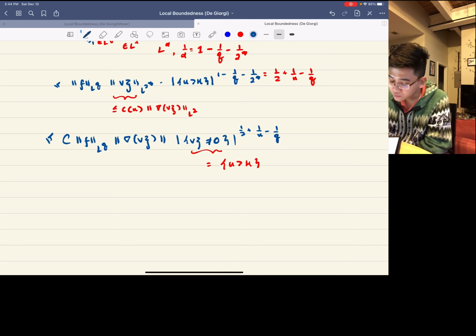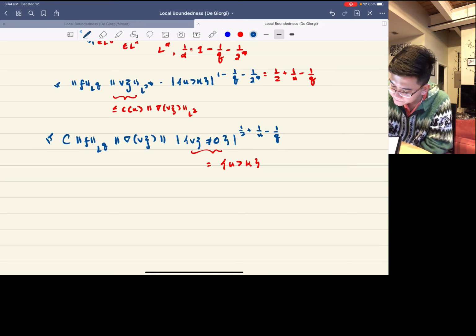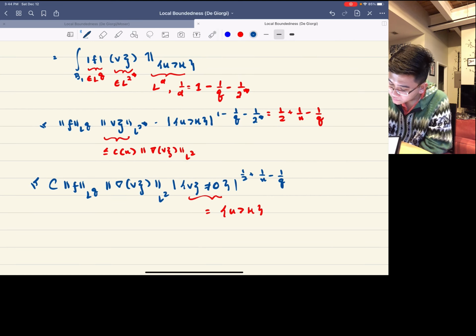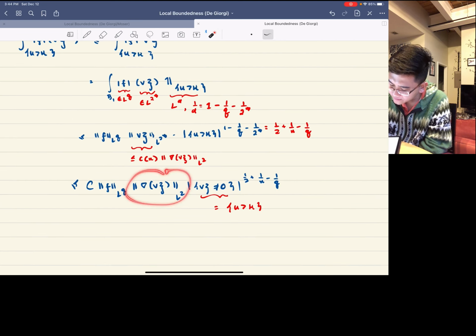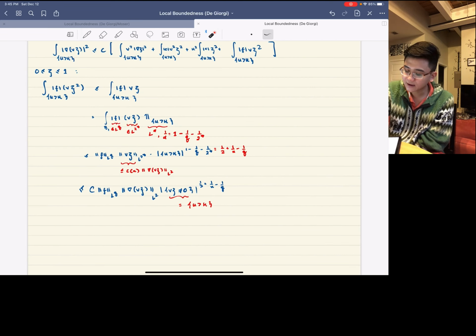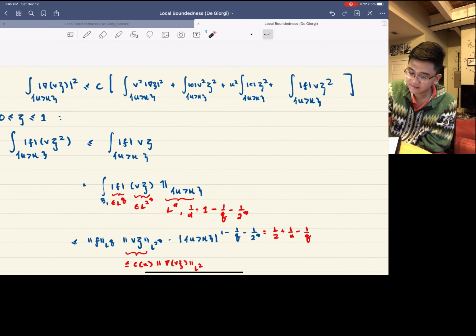So what are we going to do now? What do you know of this term? These terms appear in our estimate. We can do that trick again of Cauchy's inequality with a small constant delta, so that we can move it to the other side. Doing that, this is less than or equal to some delta times grad v zeta squared.